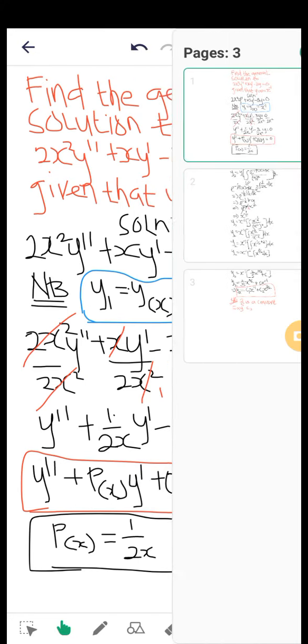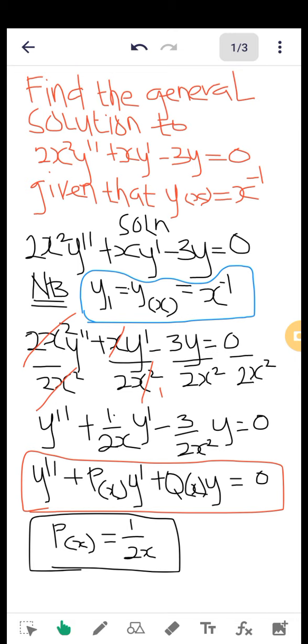Hello. So today we are trying to find the general solution to a particular differential equation. This is the differential equation 2x squared y prime prime plus xy prime minus 3y equals 0. We have been given the particular solution y of x to be x exponent minus 1.